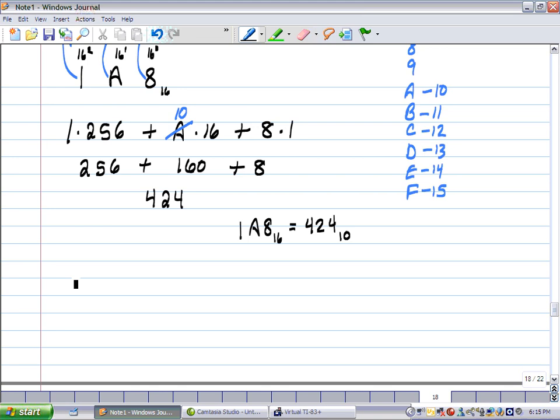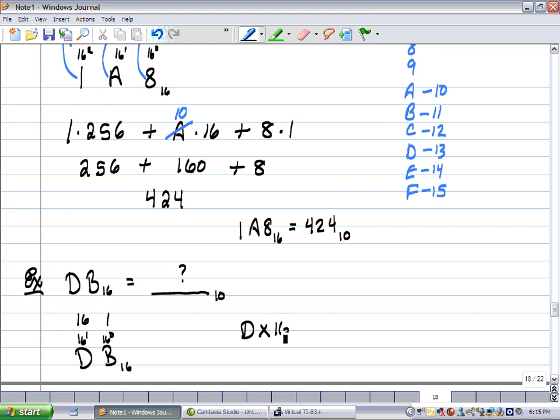Okay. How about DB, base 16? What would that be in base 10? Well, let's start with 16 to the 0 and 16 to the 1. That would be the 1's place and the 16's place. So I'd end up with D times 16 and B times 1.